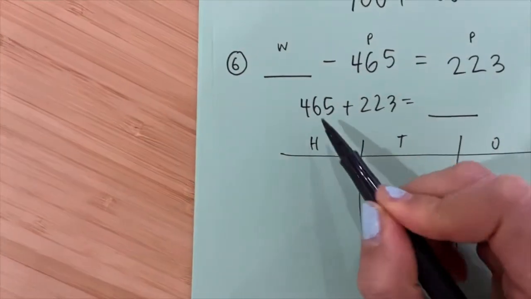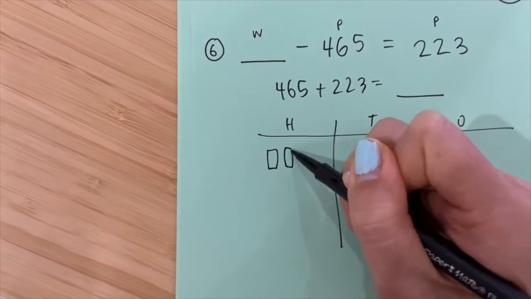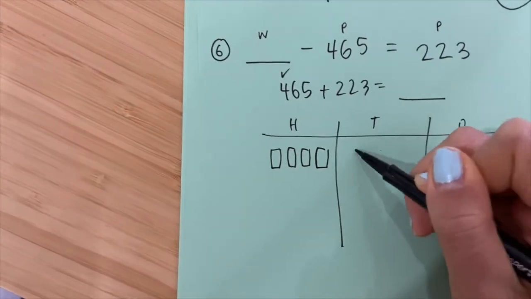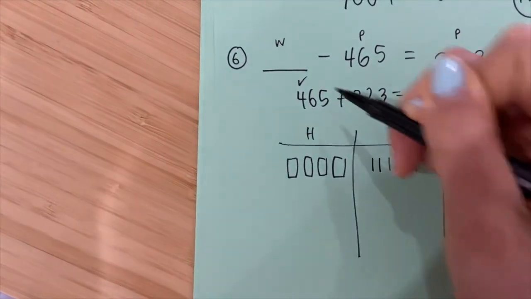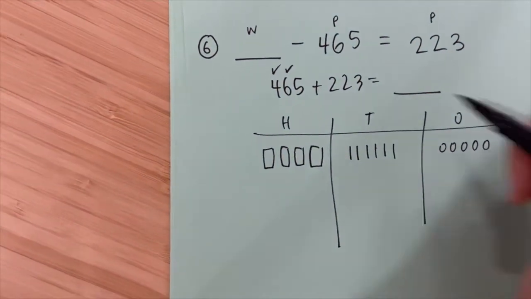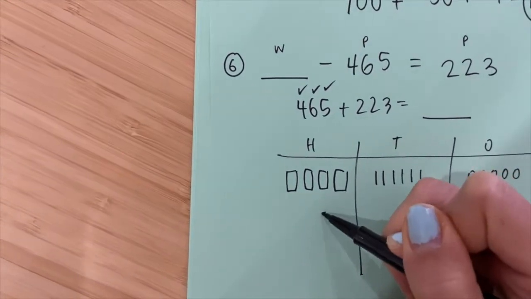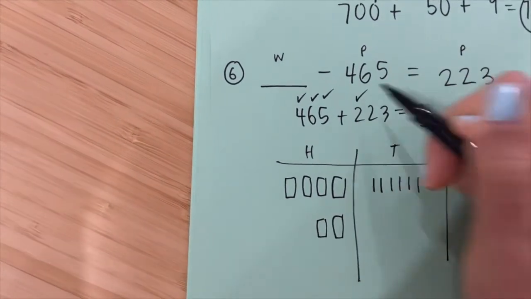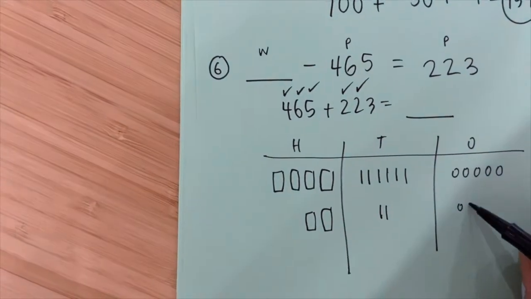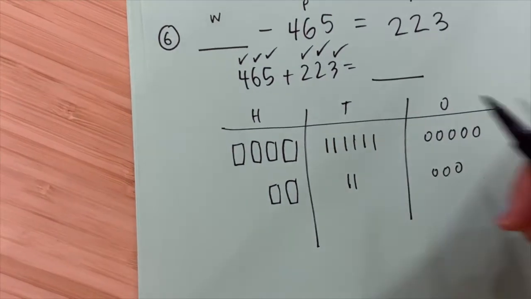Okay. 400s. 1, 2, 3, 4. 6 tens. 1, 2, 3, 4, 5, 6. Check. 5 ones. 1, 2, 3, 4, 5. Check. Next number, 223. 200s, 1, 2, check. 2 tens, 1, 2, check. And 3 ones, 1, 2, 3, check. Always, always, always count my ones first.